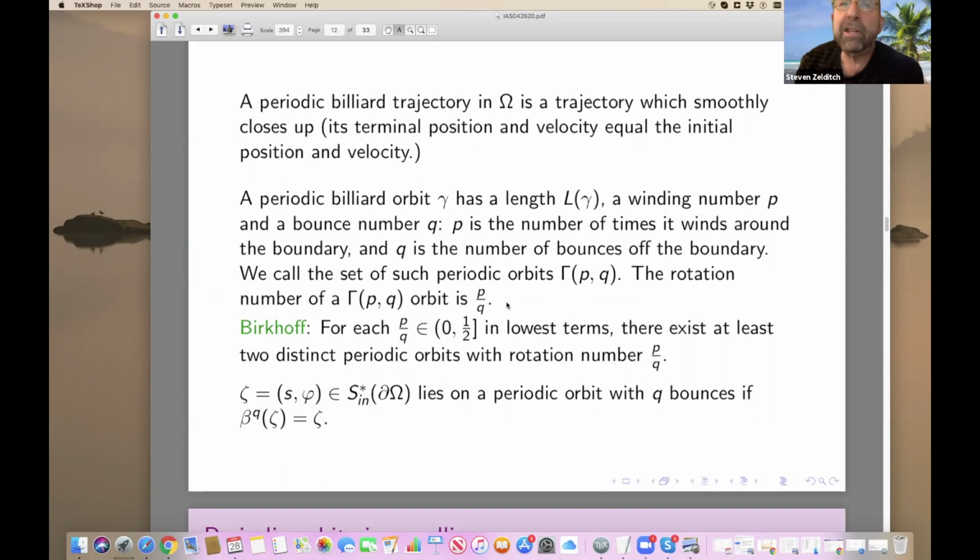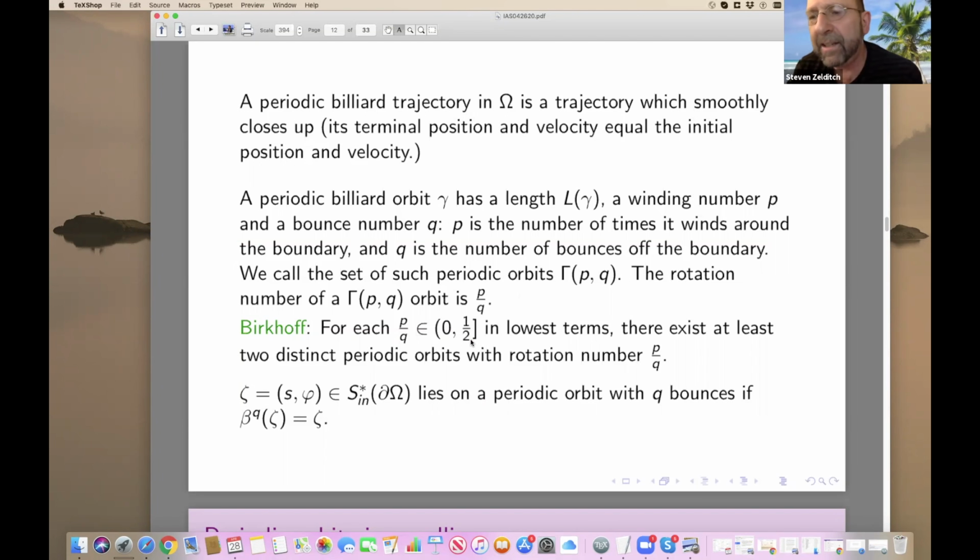The rotation number of such a periodic orbit is called p over q. So rotation numbers were generalized to all invariant curves, but for periodic orbits, they're just p over q. So Birkhoff proved there's a reason why 1/2 plays a special role.